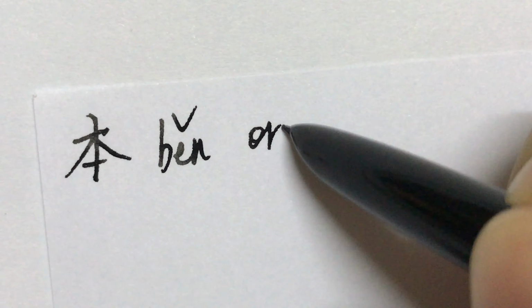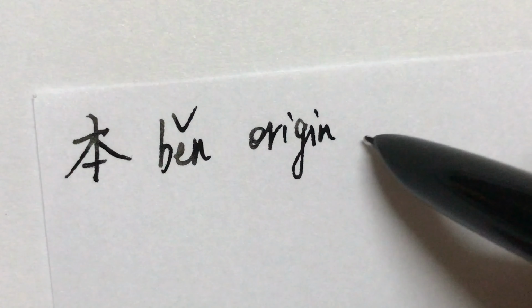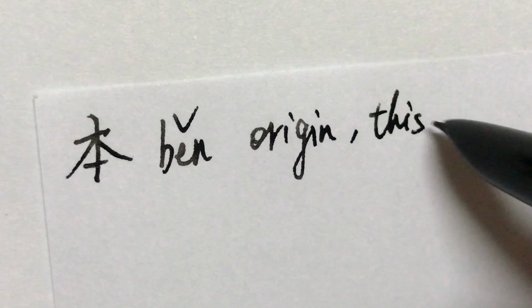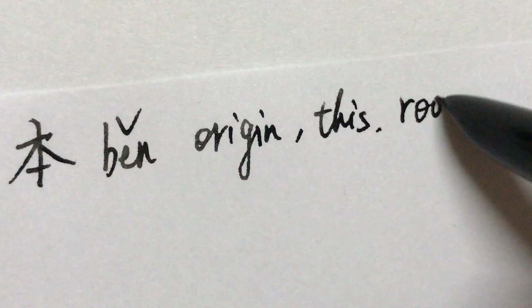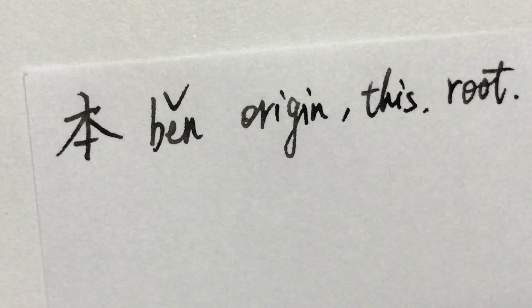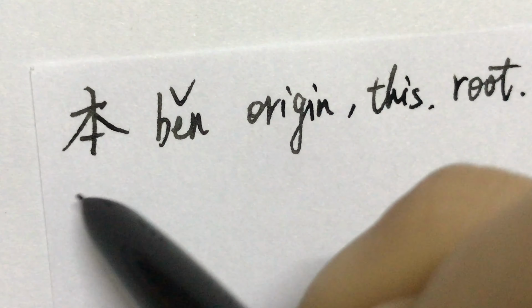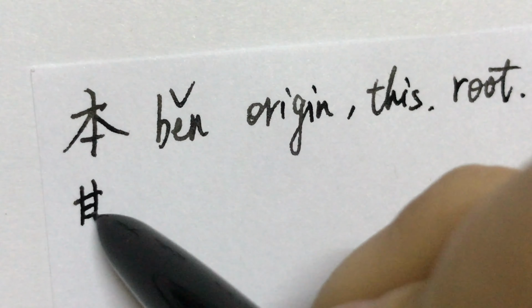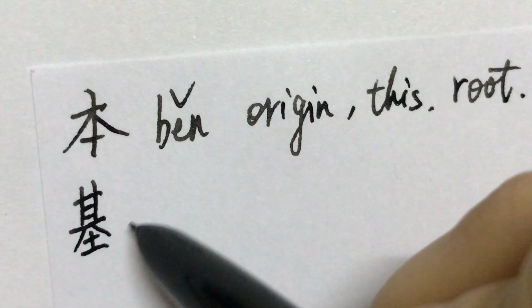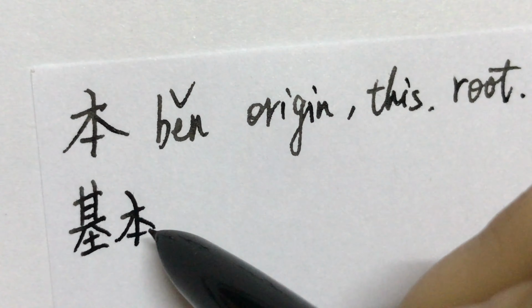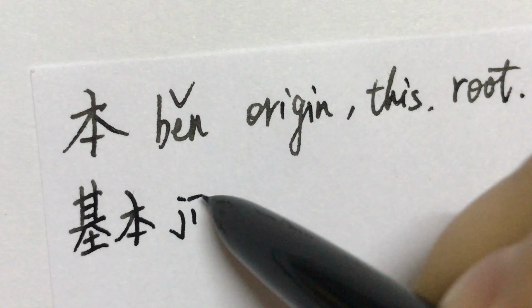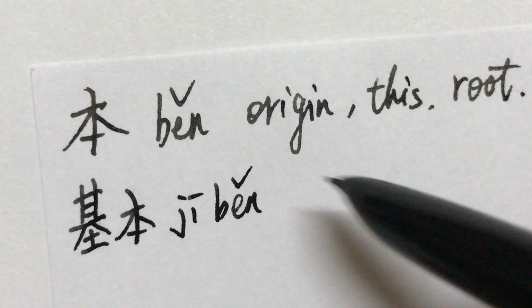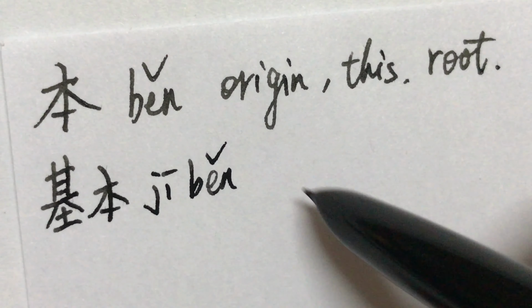Orange, this, root. For example, 基本, basic, main.